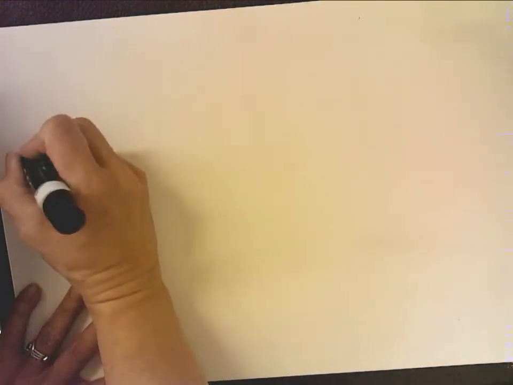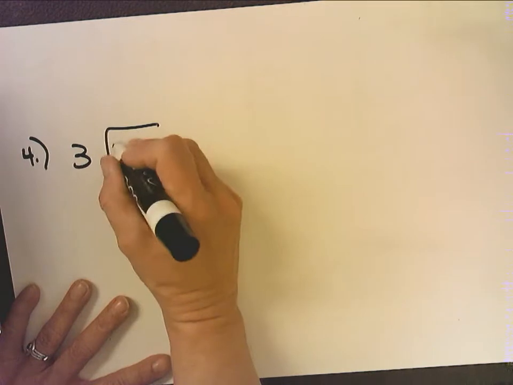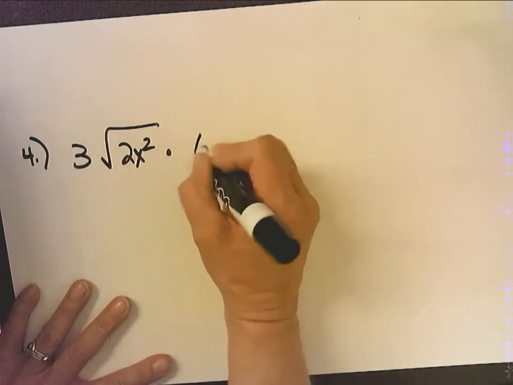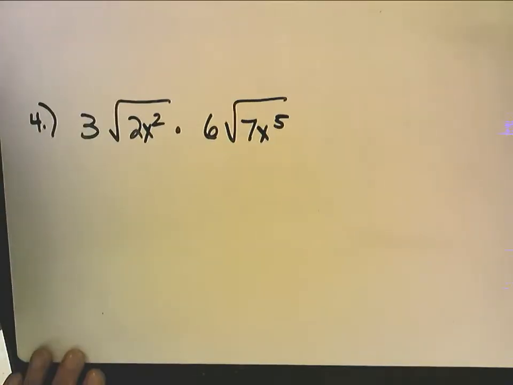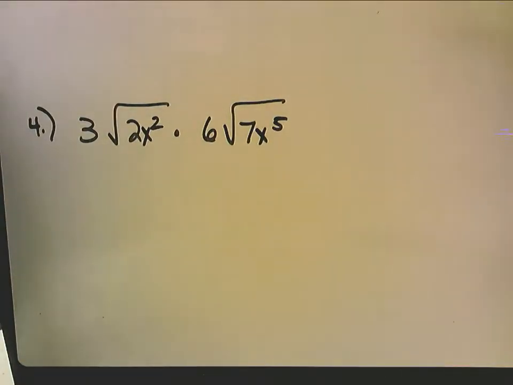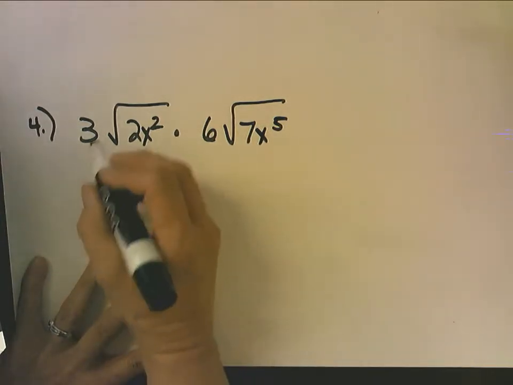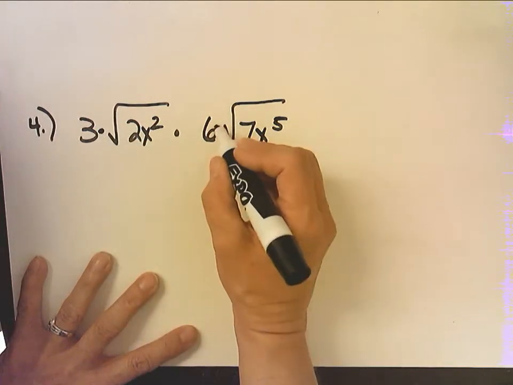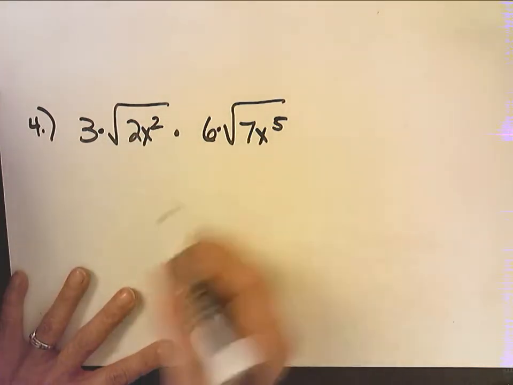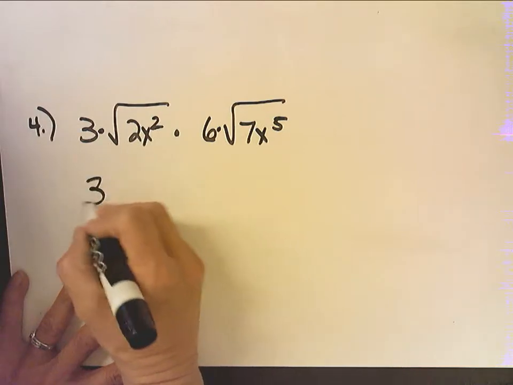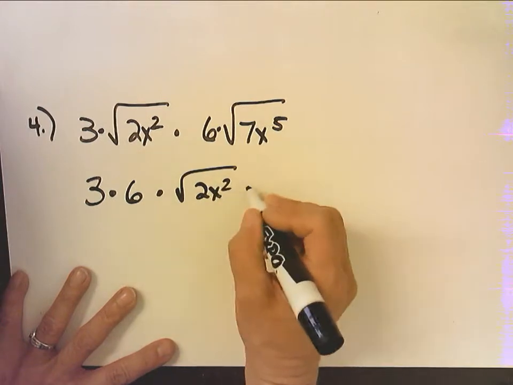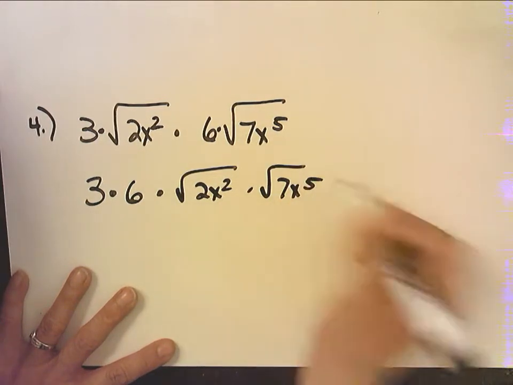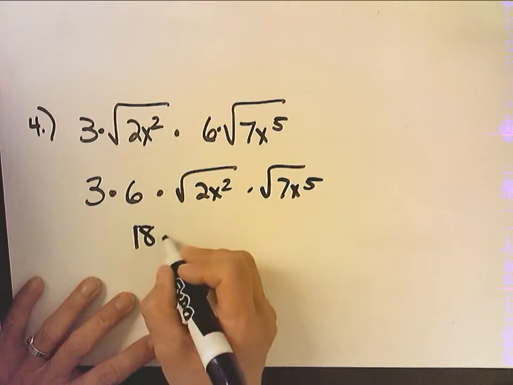Now, number 4, we have 3 root 2x squared times 6 root 7x to the fifth. So you can rewrite this. Now, you will eventually just do this in your head, but I'm going to rewrite it to make it more obvious. This is really 3 times root 2 and 6 times root 7x to the fifth, right? So I can rewrite it using the commutative property, 3 times 6 times root 2x squared times root 7x to the fifth. 3 times 6 is 18.